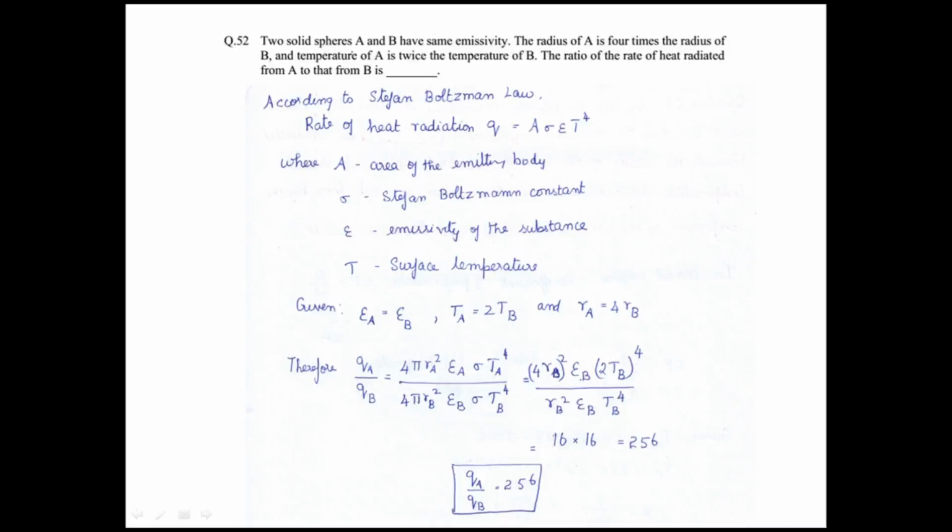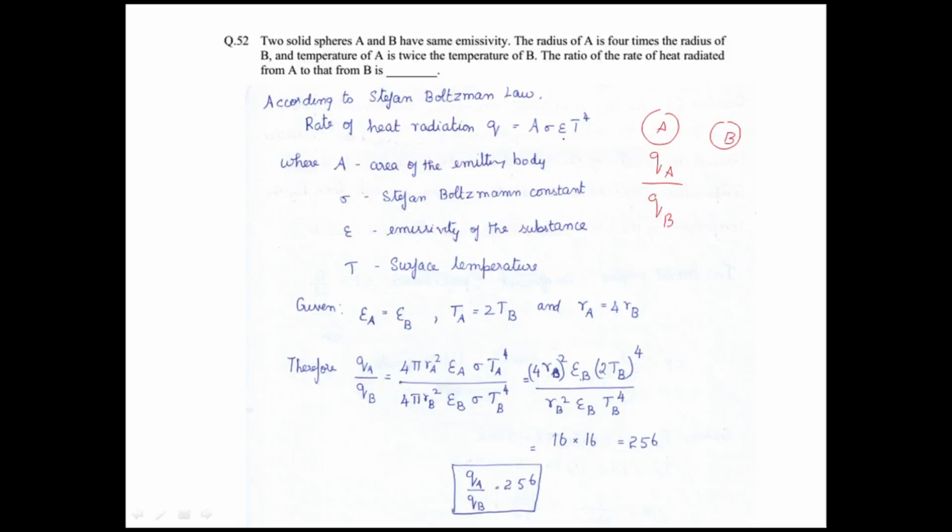Question. Two solid spheres A and B have same emissivity. The radius of A is 4 times the radius of B and temperature of A is twice the temperature of B. The ratio of the rate of heat radiated from A to that from B is. So in the question, they have taken two spheres A and B, and they have asked us to find what is the ratio of rate of heat radiated, that is QA divided by QB.